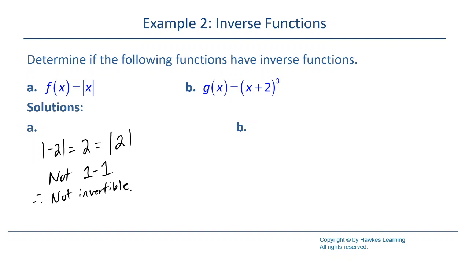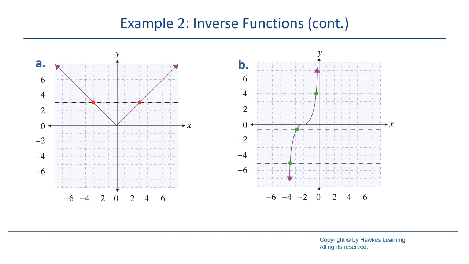But that's where you can use the horizontal line test as your argument. So, A, we just used a counterexample. B, well, let's graph it and actually see. You can see that the way this function is going on the right, it never has a place where the horizontal line crosses twice on the function. Thus, it's always going to be 1-to-1 throughout.